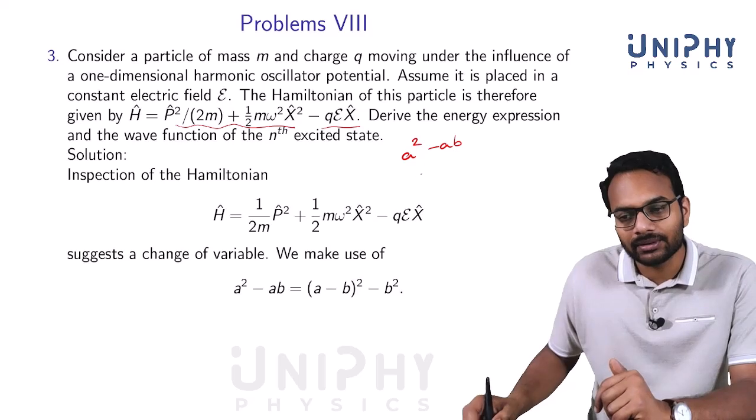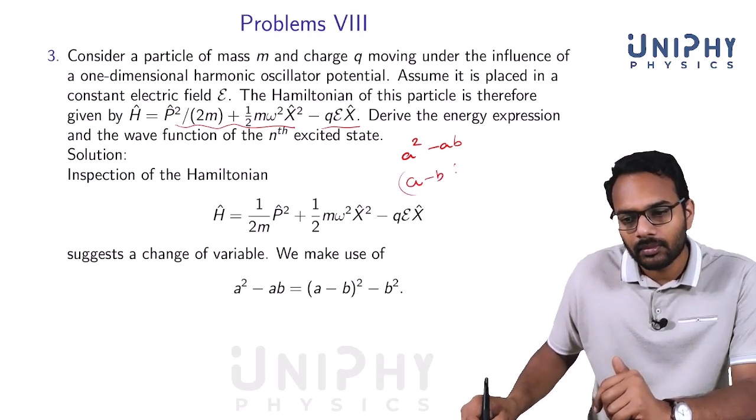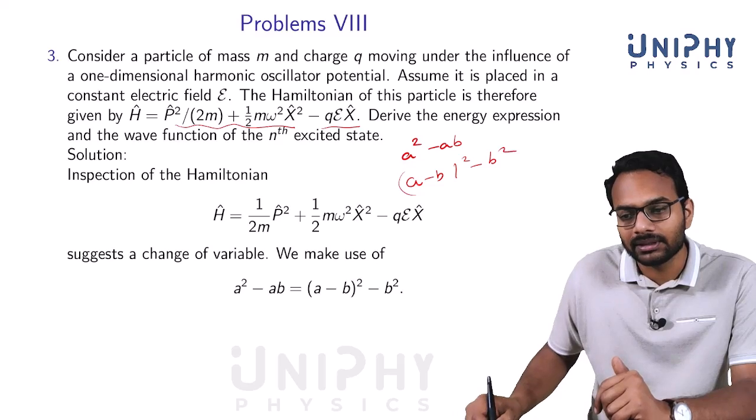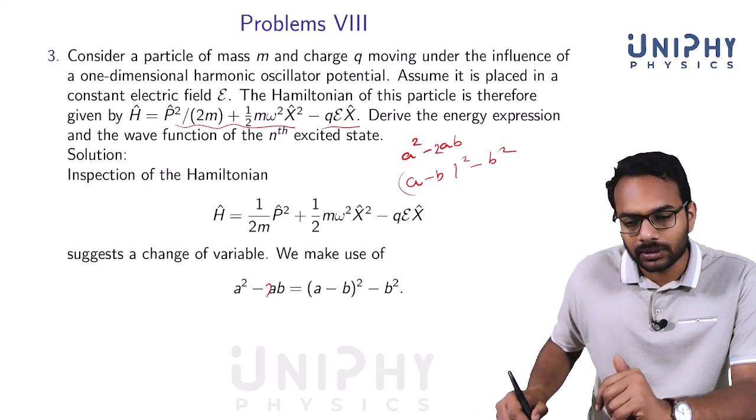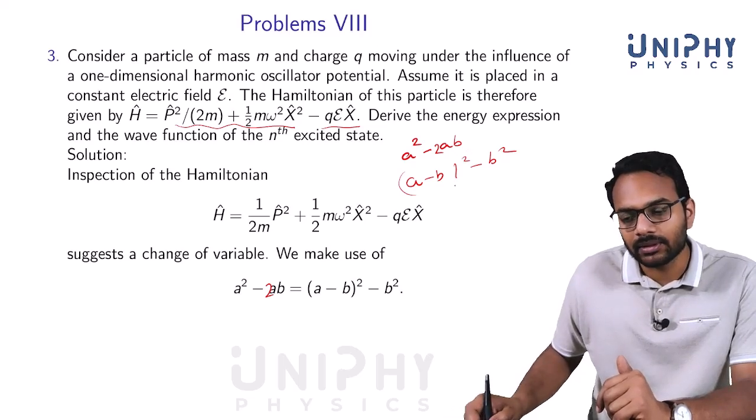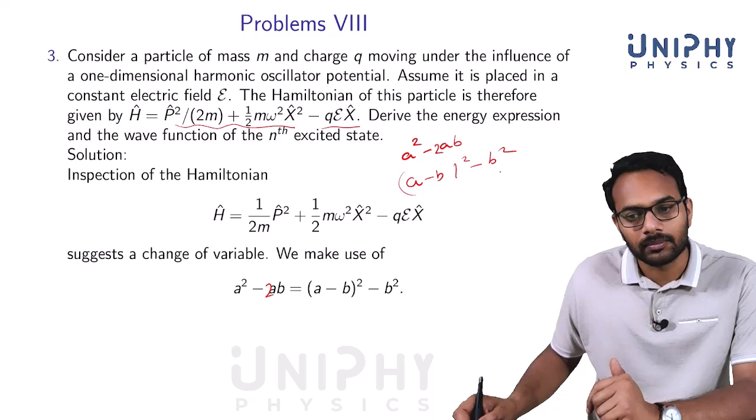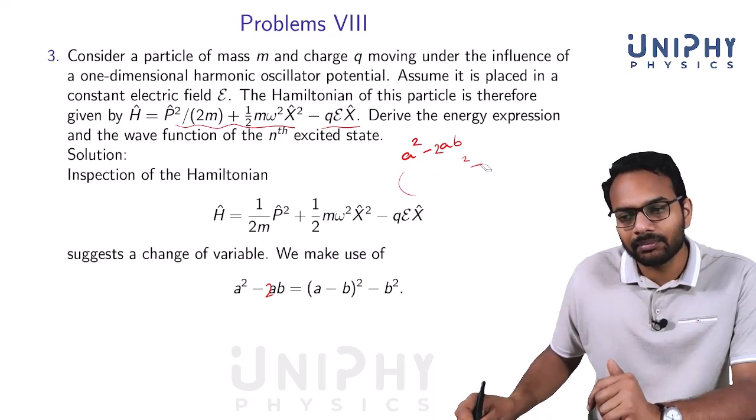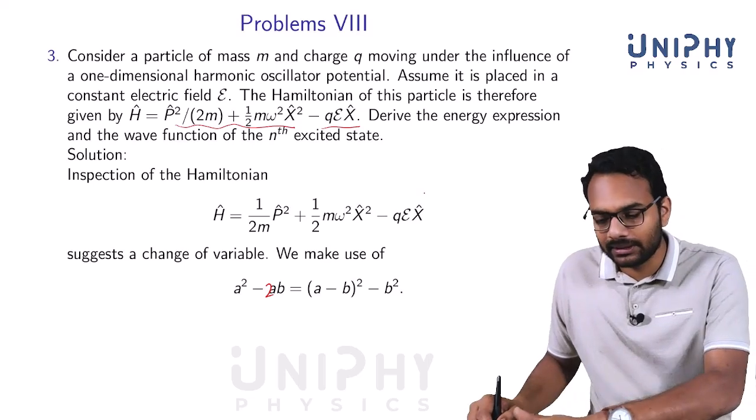We know that a square minus 2ab is actually (a minus b) whole square minus b square, because that would be a square plus b square minus 2ab. Sorry, there's a 2 here: it's a square minus 2ab. So a square minus 2ab can be written as (a minus b) whole square minus b square. We can bring it to this form and then complete the square, and things will be simpler, as we will see.